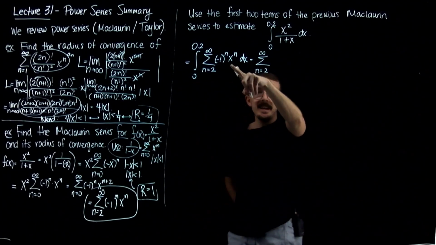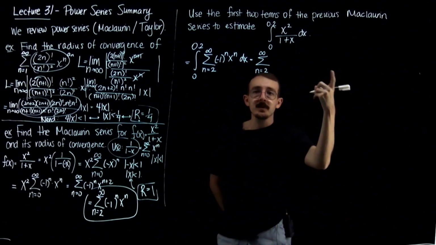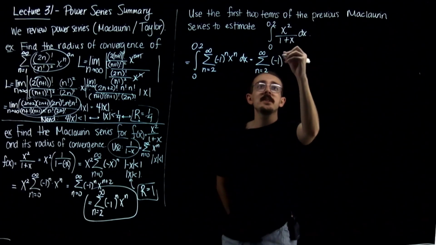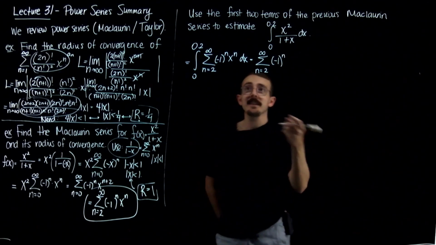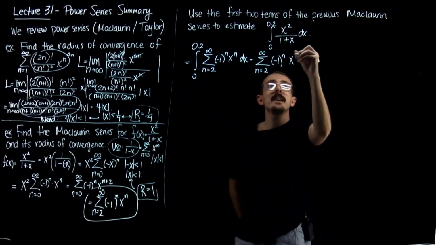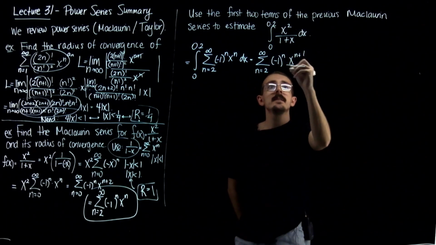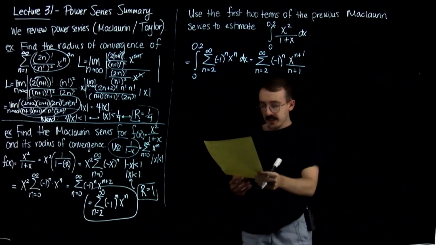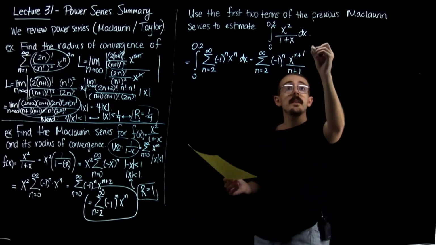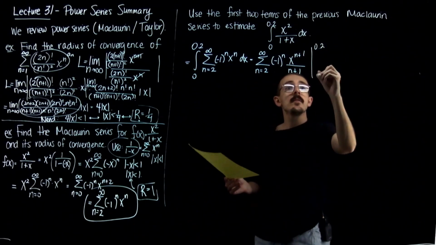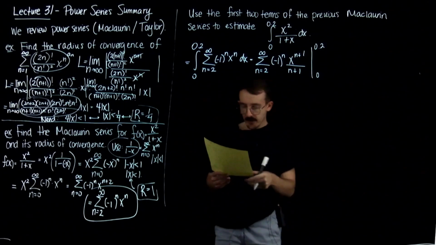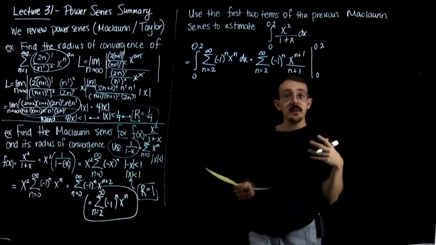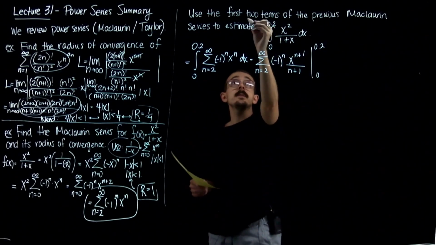How do you integrate with respect to x? You just take this x to the n and go backwards with the power rule. Negative 1 to the n is just a constant with respect to x. So this is x to the n plus 1 divided by n plus 1. That's how I integrate. Then I need to evaluate that from 0 to 0.2, and I'm only going to use the first two terms, that's what it says.